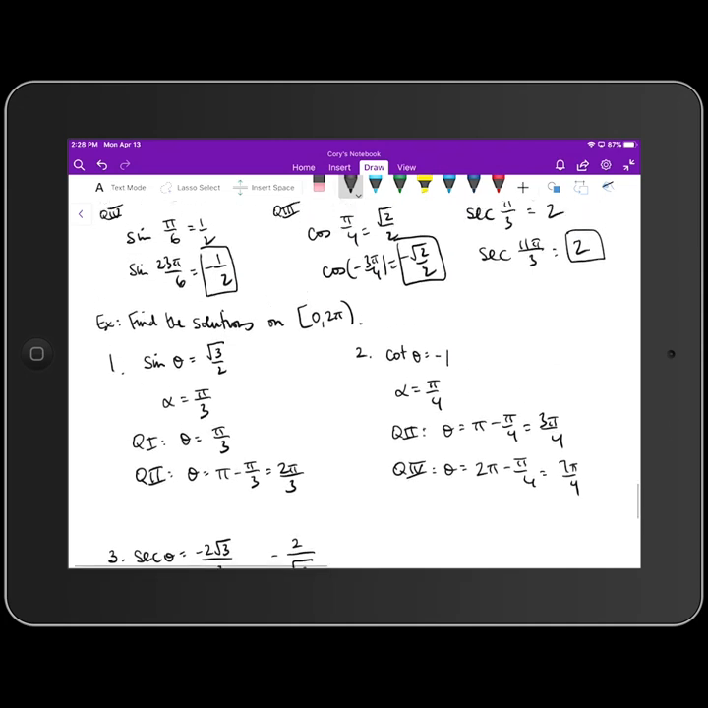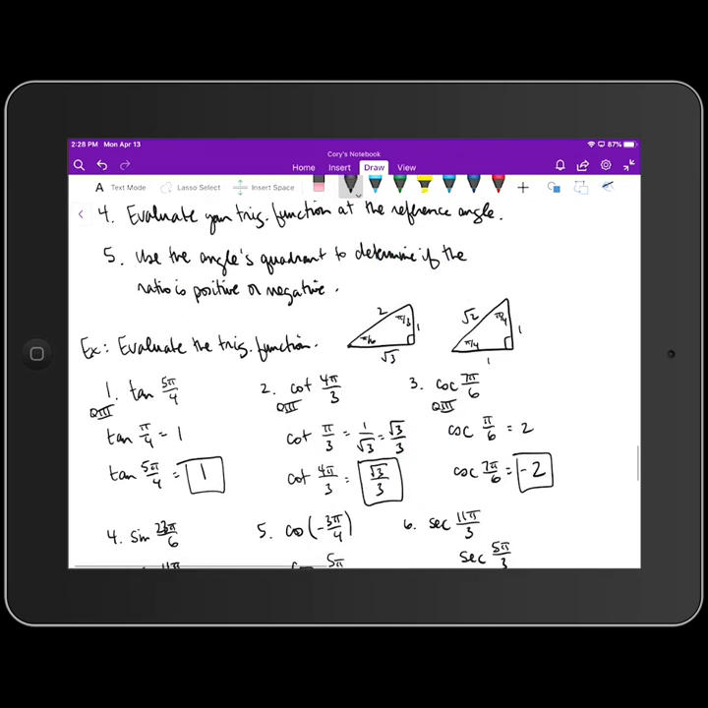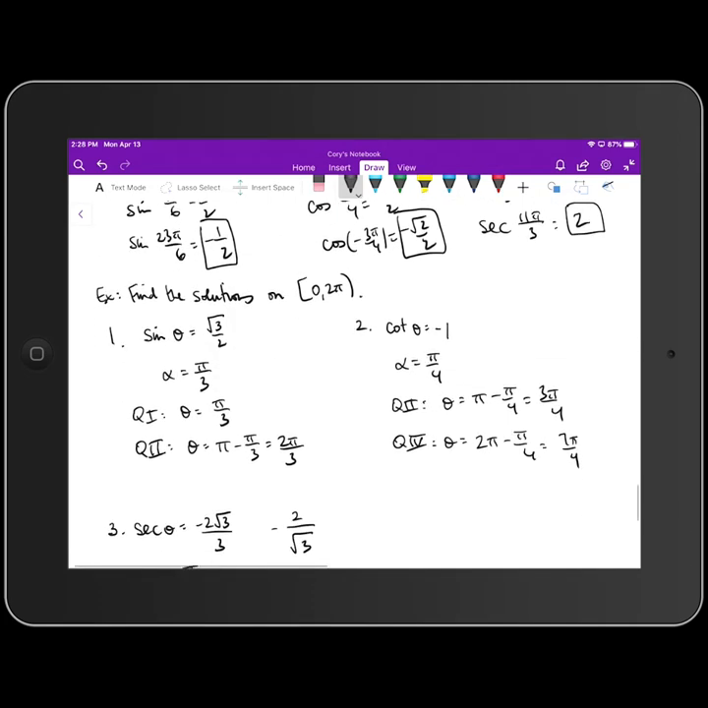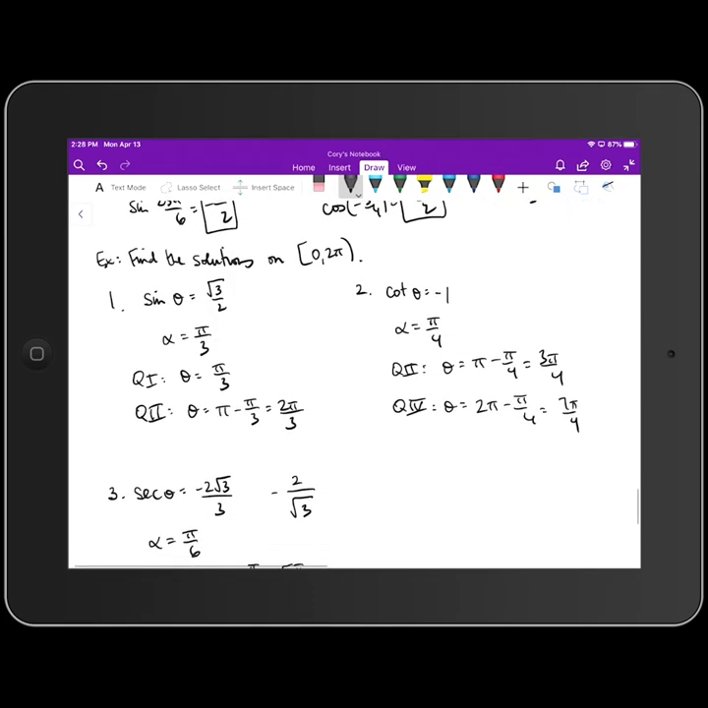If you can't look at the two reference triangles that we've drawn to match the ratio that you're given, then it's probable that your ratio corresponds to a quadrantal angle. So you can sometimes get solutions that are quadrantal angles, where your solutions would be like 0, pi over 2, pi, 3 pi over 2, depending on the ratio that you're given in the problem.